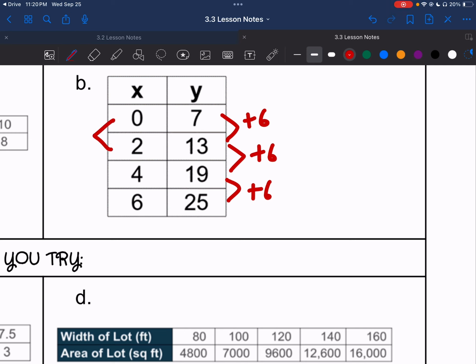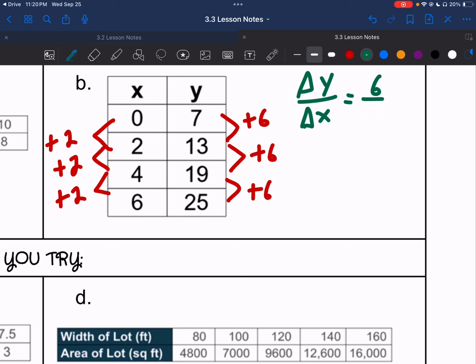On the left side, from 0 to 2, we're adding 2. 2 to 4, we're adding 2. 4 to 6, adding 2. So our rate of change is change in y over change in x. So that's going to be 6 over 2, which reduces to 3. This is linear. We have a constant rate of change. We're increasing by the same amount in all of our intervals, all of our steps.